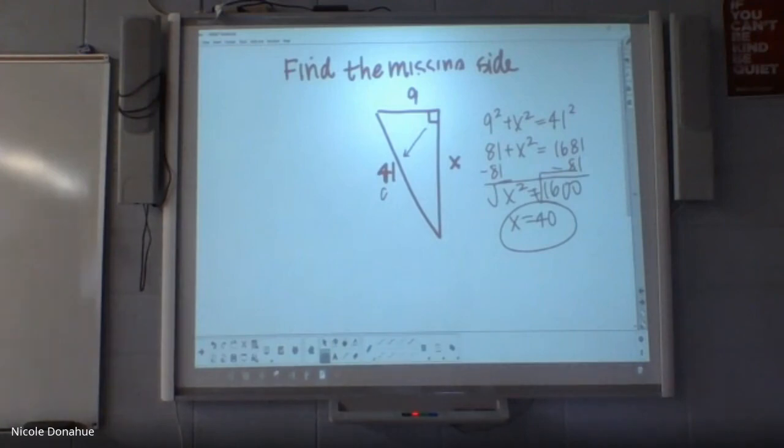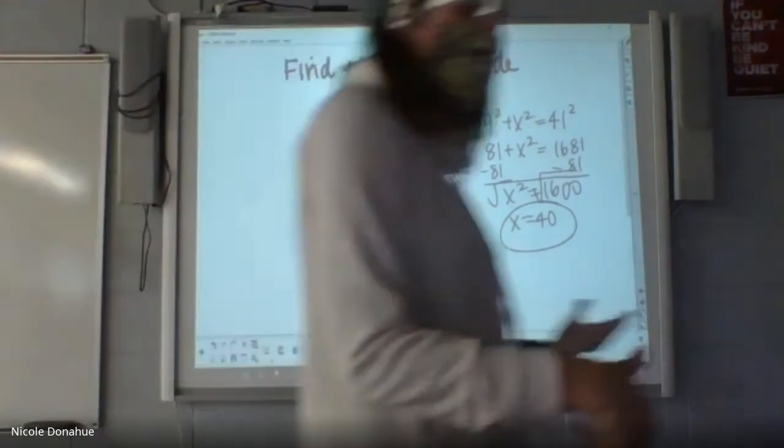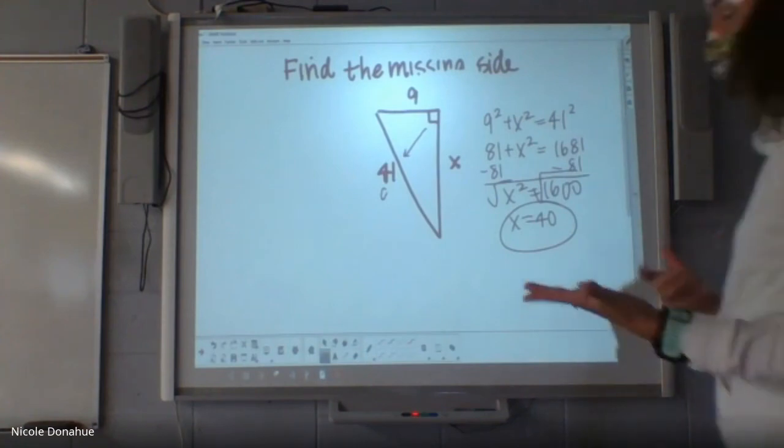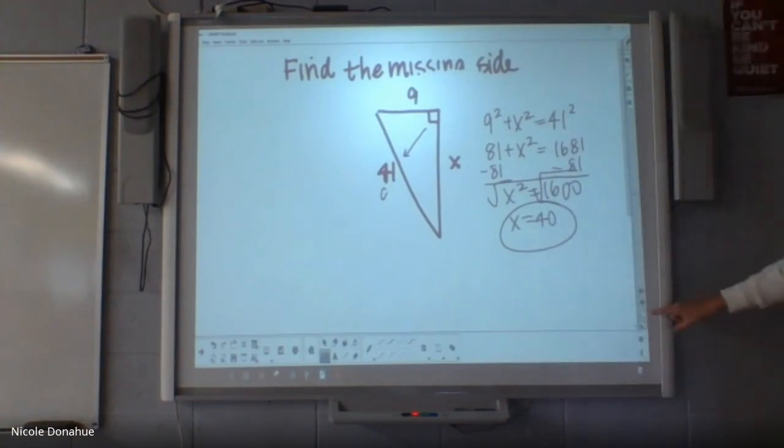So, yes, this understanding that the Pythagorean theorem can be used for right triangles, or we can discover if it is a right triangle. Now we're going to talk about what happens if it's not a right triangle. What other type of triangle could it be? Could it be acute or obtuse?